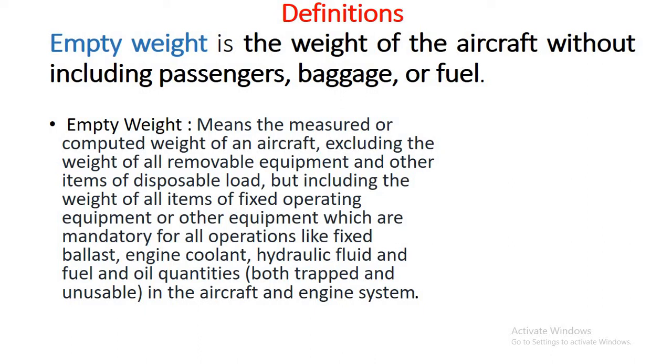First and most important one is empty weight. It is the weight of an aircraft without including any passengers, baggage or fuel. This is the definition of empty weight. It means if you remove passengers, baggage and fuel, what is the remaining weight of the aircraft? That weight is the empty weight. And a manufacturer will calculate this empty weight whenever he manufactures an aircraft. So it will be given in your CofA as well as in the flight manual. This weight will be included.